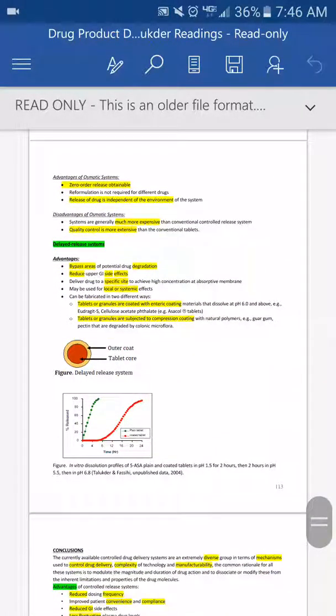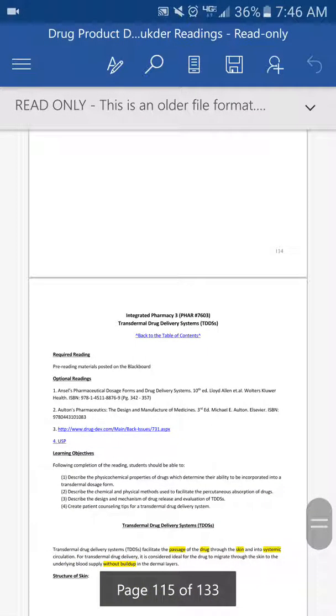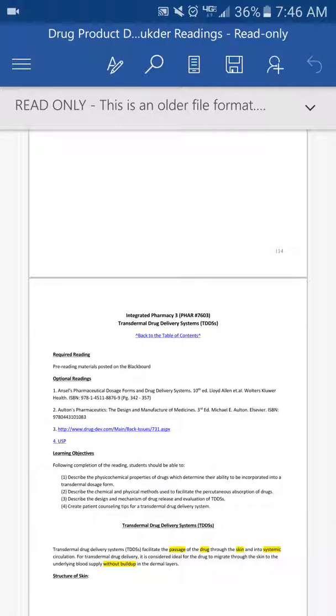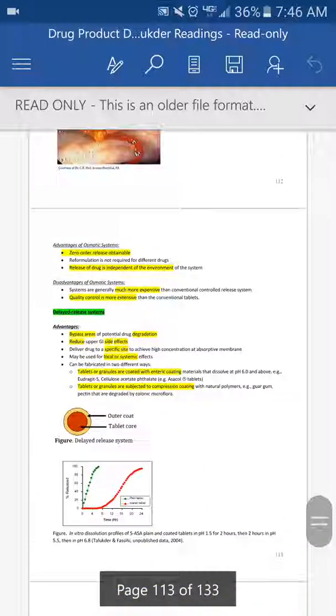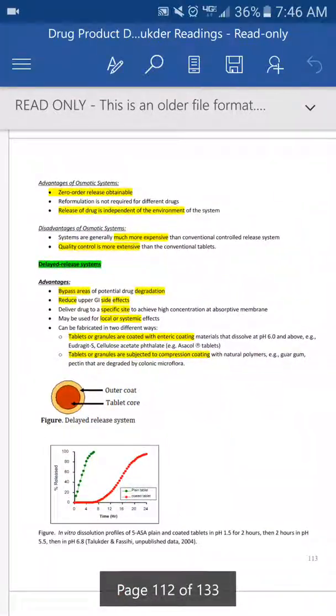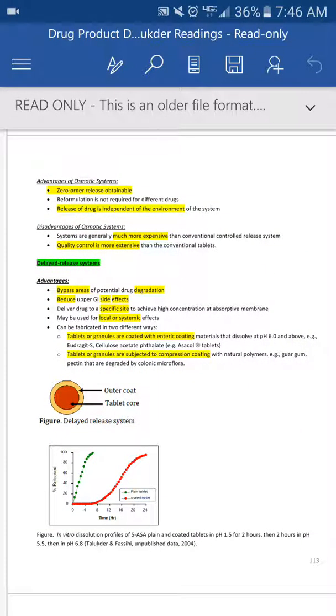When you have a delayed release system, advantages would be that you're going to totally just skip over any of the potential drug degradation areas, like the stomach acid. Reduced upper GI side effects as well, because you won't have the drug absorbing there when it shouldn't, depending on whether or not you ate that day or had an antacid.